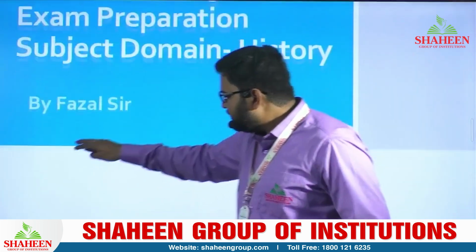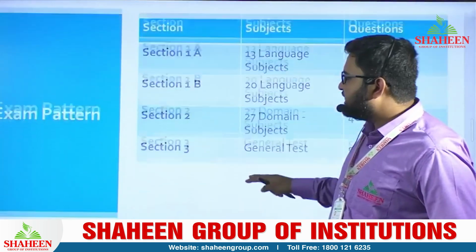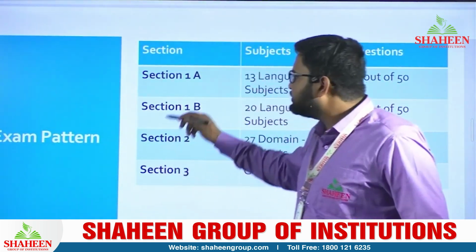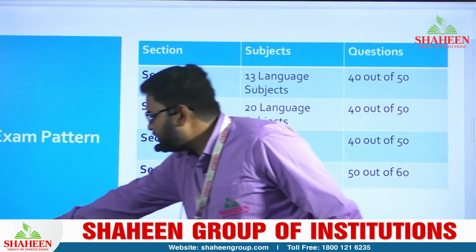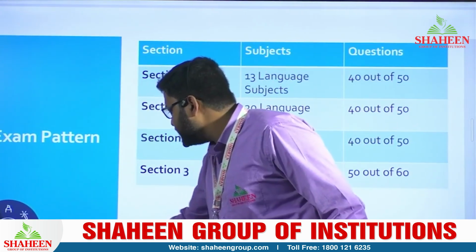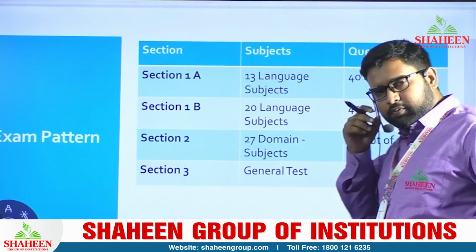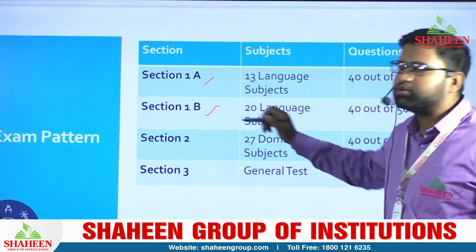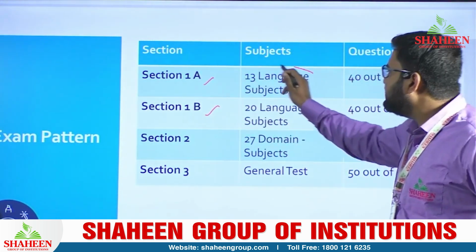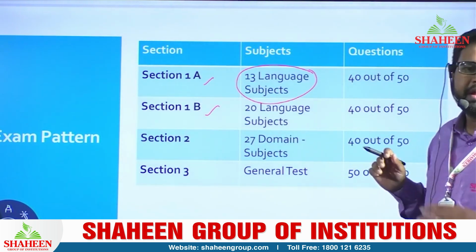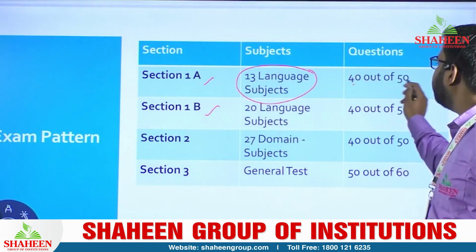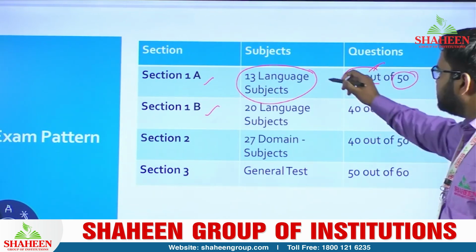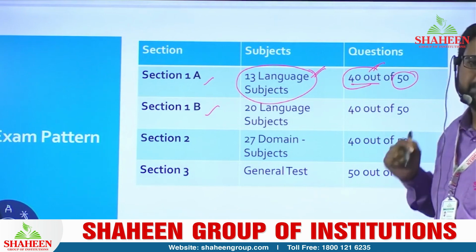So, let's discuss firstly the exam pattern. In your exam, there will be 3 sections. Discussing the exam pattern, you have section 1A and 1B. In section 1A, you have 13 Indian languages and there will be 50 questions, out of which you have to attempt 40 questions. These are the Indian languages. It is a compulsory section.